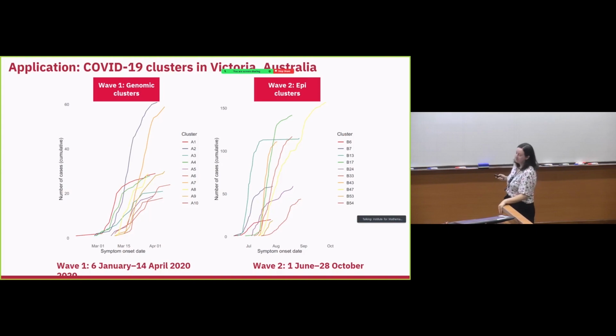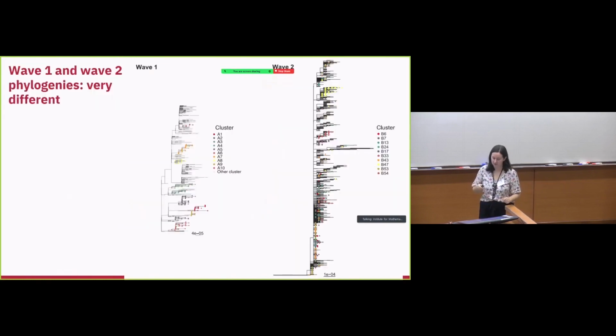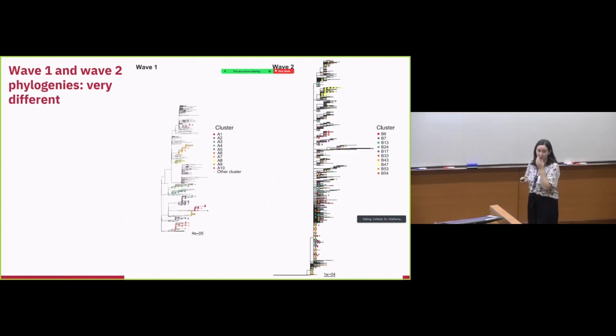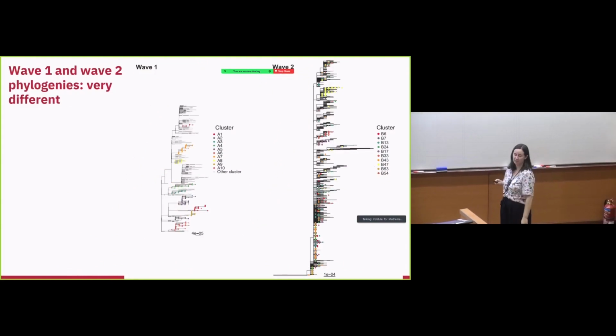As I described at the top here, in the first wave these are genomically defined clusters. We built a phylogeny and used the cluster picker tool to select them. And in the second wave, these are epidemiologically defined clusters. I don't normally include this, but for this audience, I thought I'd include the phylogenies of the two different waves to try and convince you a little bit more about why I think that decision made sense.